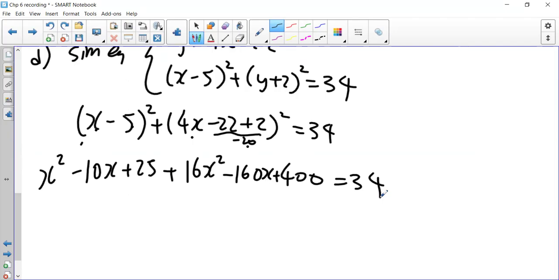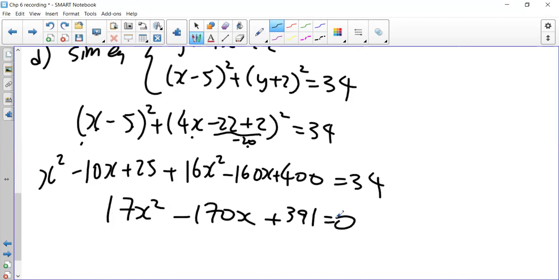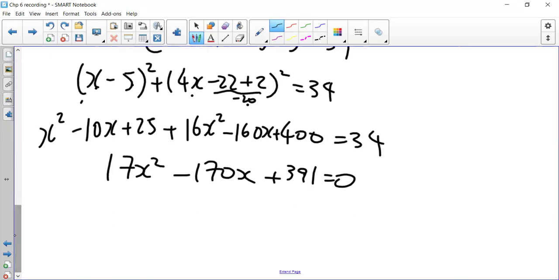Anyway, if you simplify it, 17x squared minus 170x plus 391 equals 0. Shall we simplify it? No, put in a calculator. Okay, who has time to simplify a quadratic equation? Well, we've got a powerful calculator to solve a quadratic for us. Put in a calculator. The calculator should give you x equals 5 plus or minus root 2.